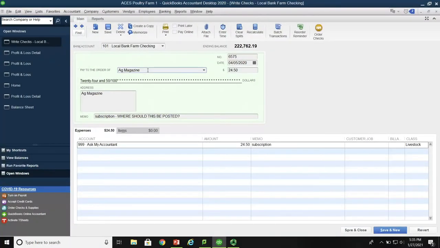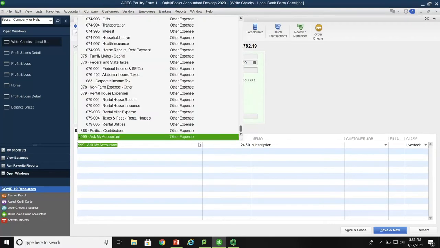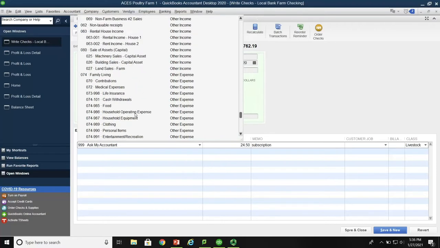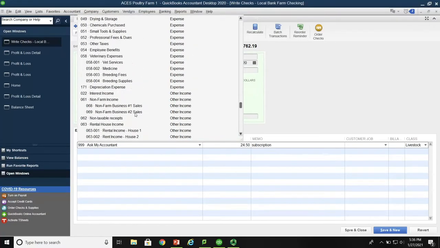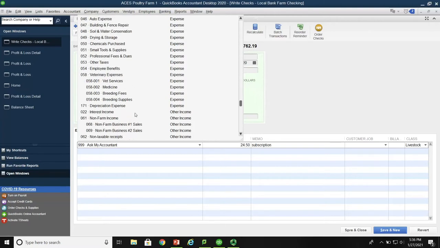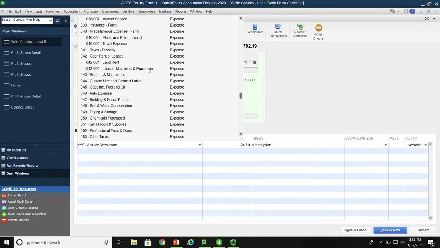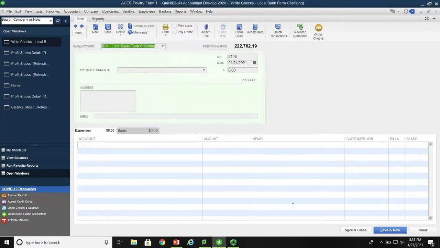Okay, here is a check, 6576, written in April of 2020 for $24.50, and it's a magazine subscription to Ag Magazine. So the bookkeeper has left the farmer a note asking where should it be charged, so we simply go from Ask My Accountant, and we're going to move it up to Miscellaneous Farm Expense because it is a farm magazine. It's not a general interest magazine. So this is going to be a miscellaneous expense for farming. Account 040, Miscellaneous Expense. Very simple, save and close.